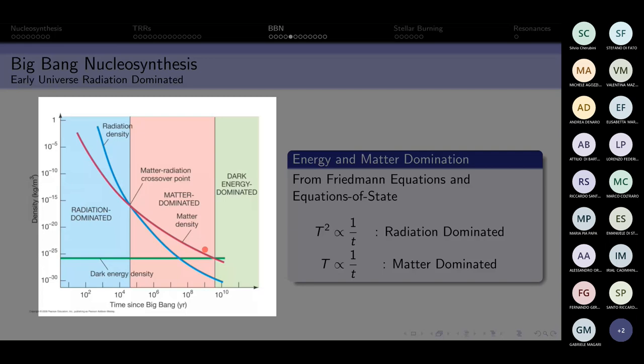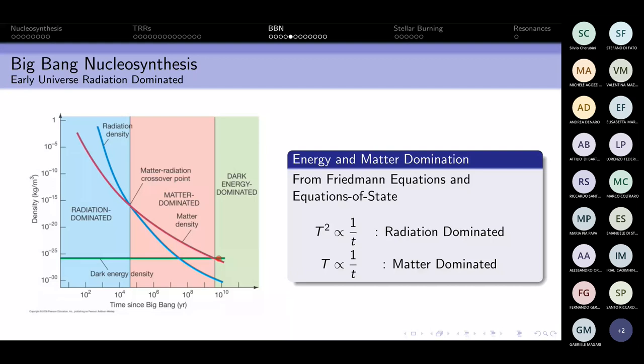Dark energy, this is what won the Nobel Prize that I mentioned several minutes ago. There is something that is causing the universe to accelerate. We call it dark energy. We don't know what it is. At least I don't. Not yet.